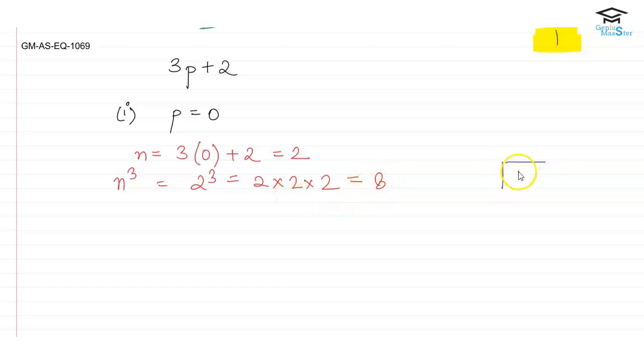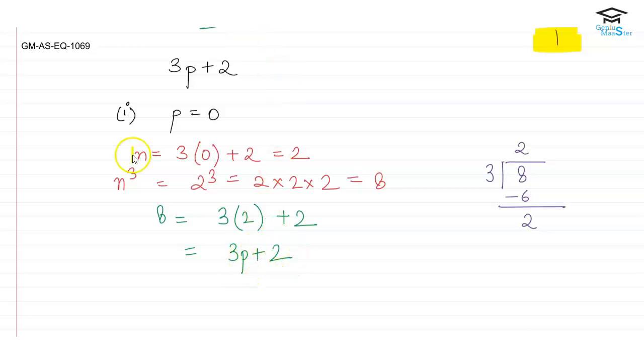2 into 2 into 2 gives us 8. Now we will divide 8 by 3, which will give us 2 as quotient and 2 as remainder. So we can write 8 as 3 into 2 plus 2. So it is also of the type 3p plus 2. So here n is 3p plus 2 and n cube, which is 8, is also of type 3p plus 2.